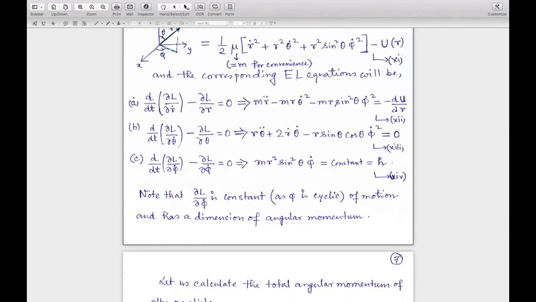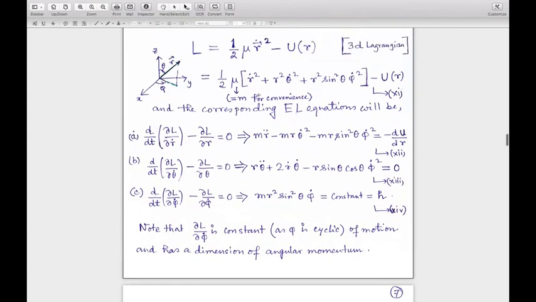Okay, so if we just write this, we will have r theta double dot plus 2 r dot theta dot minus r sine theta cos theta phi dot square is equal to 0. And from this other one we get m r square sine square theta phi dot is equal to constant. You can see directly from the expression of the Lagrangian that phi dot is present but phi is absent. So phi is a cyclic coordinate.